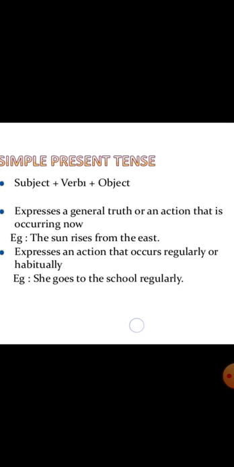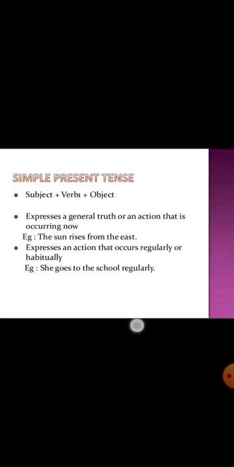Simple present tense is that tense which tells you that the action is being performed right now. Second, it tells you about the universal truth. Universal truth is always expressed in simple present tense. Third, when the action is done on a regular basis, then also we use simple present tense.